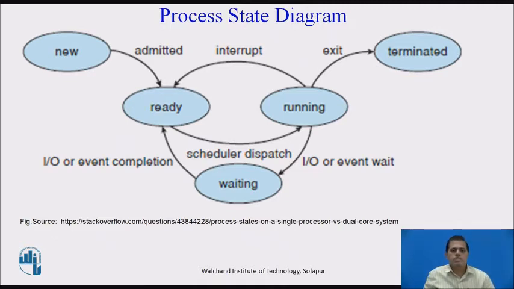Now we look at the process state diagram, which has 6 states. One is the ready state, the second is the running state, the third is the waiting state, the fourth is the blocked state, the fifth is the terminated state, and the sixth is the finished state. So these are the 6 states which the process state diagram has. First of all, we talk about the created state.